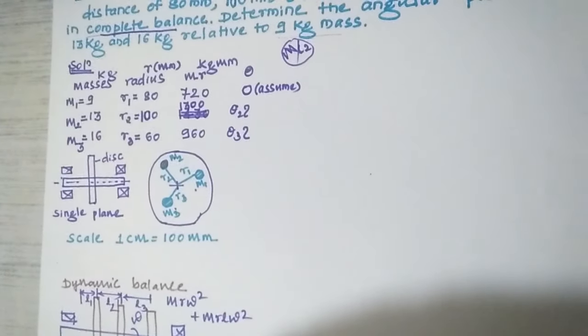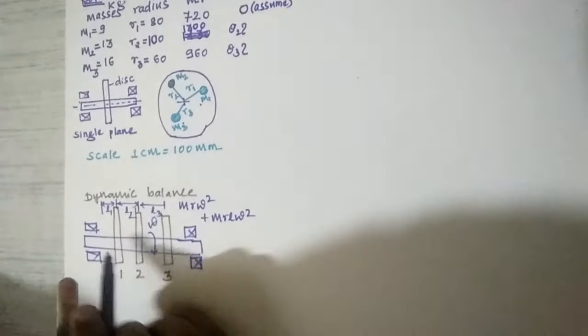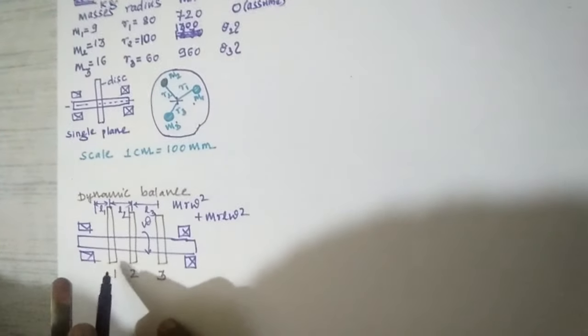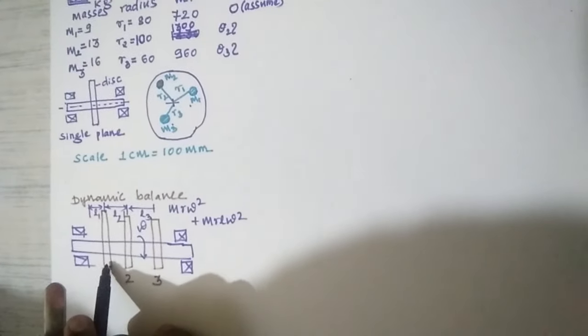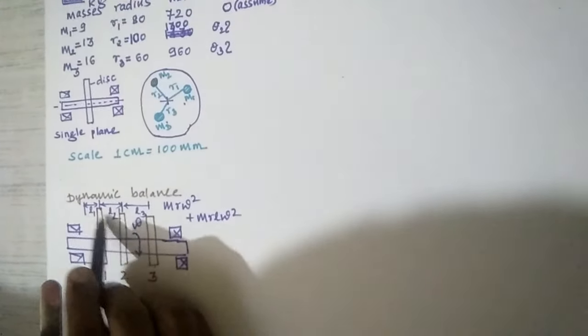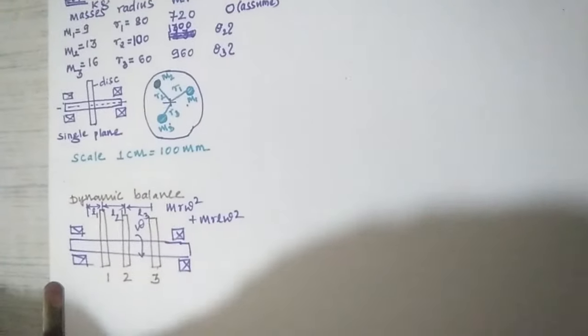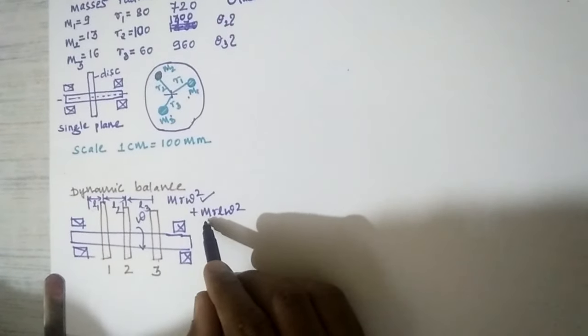When it is dynamic balancing, you will find more than one disc or more than one rotor. If you consider three rotors, that means three discs, you have to consider one plane, two plane, three plane. We will also find the distance between the planes, that is L1, L2, L3. In that case, in dynamic balancing you have to balance the centrifugal force and at the same time the couple also. But this is an example related to static balancing.